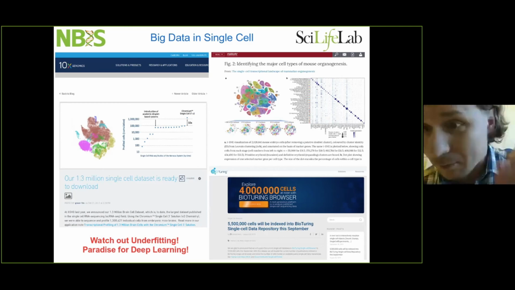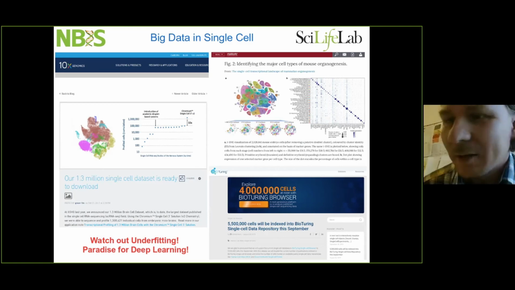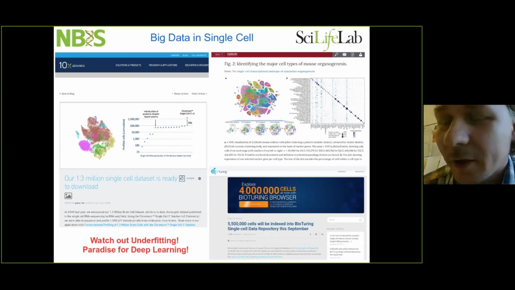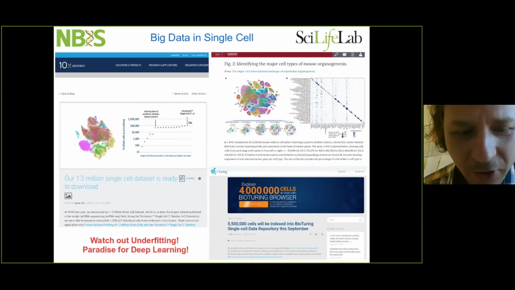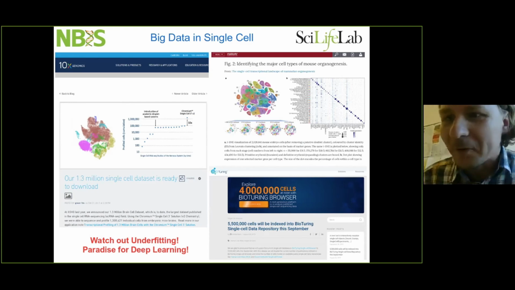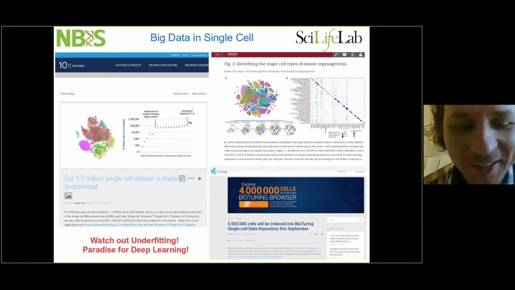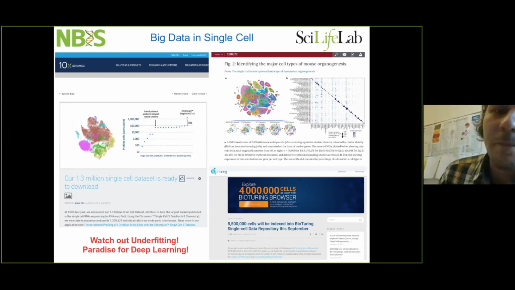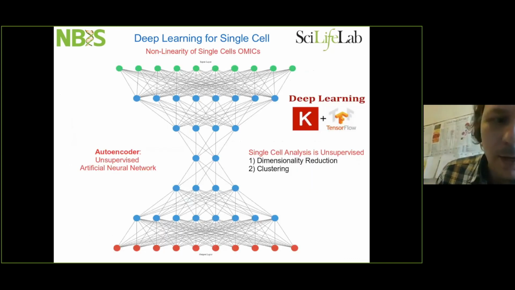Like the case of the missing heritability, that's a typical overfitting problem. But here, for single cell analysis, you actually have a luxury problem. You should watch for underfitting to get the most out of your data, and this is a paradise for machine and deep learning. This area in life sciences is very popular.